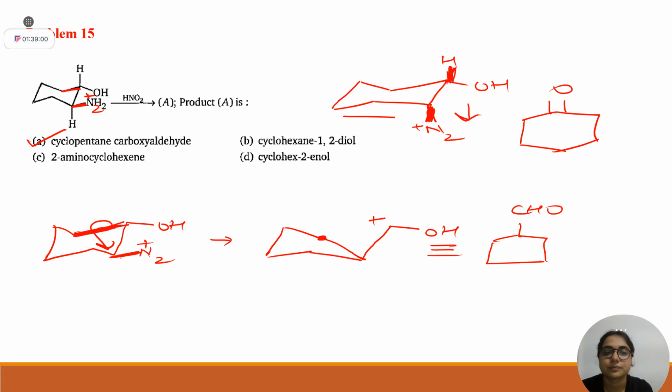Ma'am, if it is anti, then only this N2 plus can release. Only the anti group migrates in this type of conformation. Which means the carbon-carbon bond electrons go into that antibonding orbital. Exactly. Very good. That carbon-carbon sigma bond electron pair goes into the sigma star of this C-N2 bond. Am I correct? Yes, correct, ma'am. And this is also the reason for it.